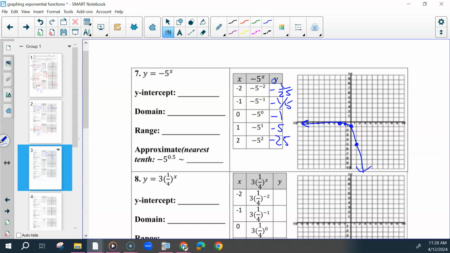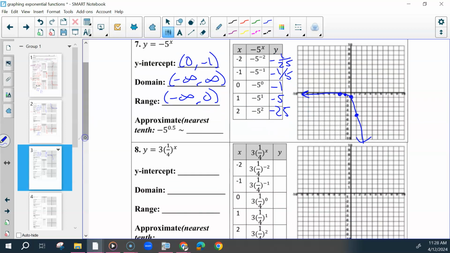Y-intercept of this one? Still 0, negative 1. Domain: negative to positive, so that hasn't changed. Range: negative. So if you have a negative and nothing else is there, then the domain doesn't change, and the y-intercept, as long as nothing else is there, we're just going to make it negative. The range is just below. We'll guess on another one. Go ahead and put this in your calculator. Find what that is. Negative 2.8.